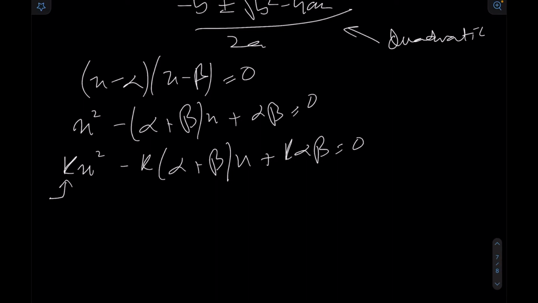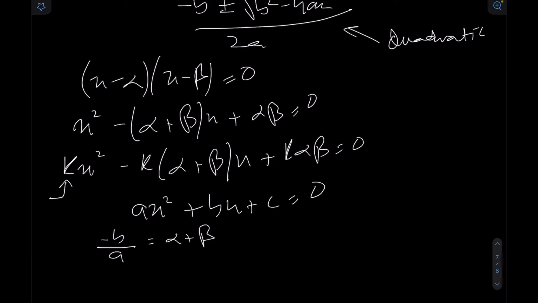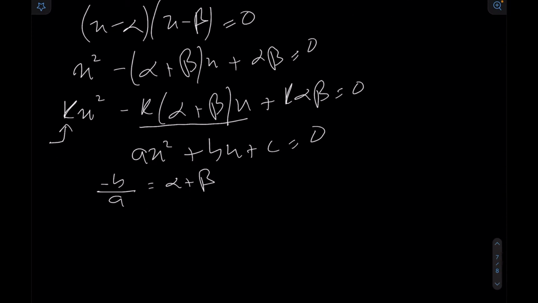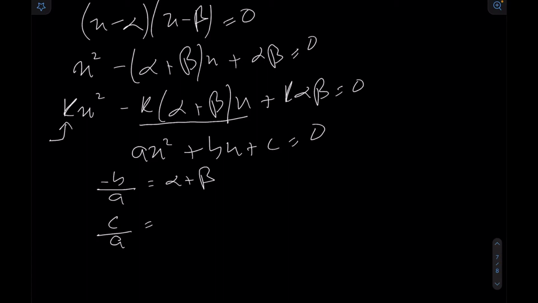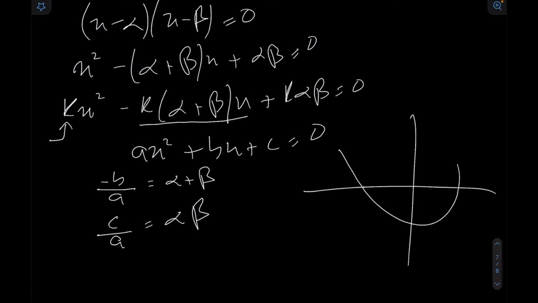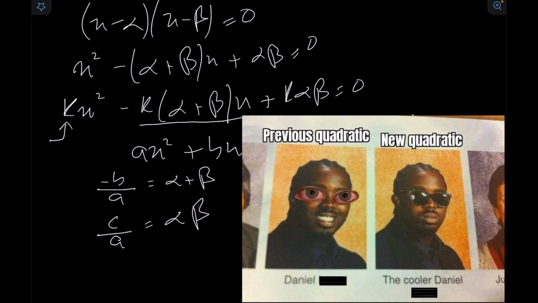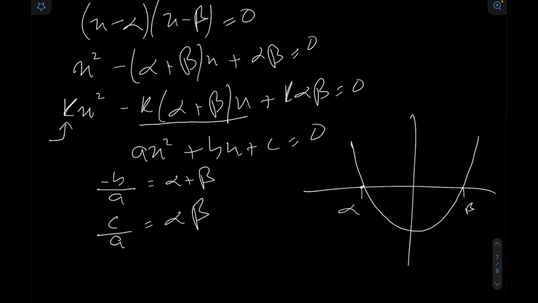So what we notice here is that in ax squared plus bx plus c, minus b over a is basically alpha plus beta, right? If you look over here, minus k alpha plus beta divided by k, and you minus it, it should give you alpha plus beta, right? Similarly, if we look at c over a, it is the product of the 2 roots, alpha beta, right? So if you have any quadratic, here's alpha, here's beta, minus b over a is the sum of the 2 roots, c over a is the product of the 2 roots.